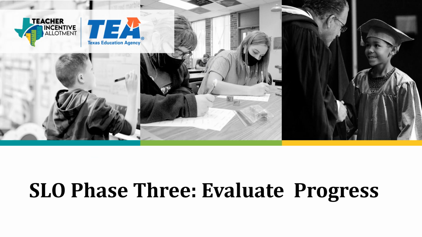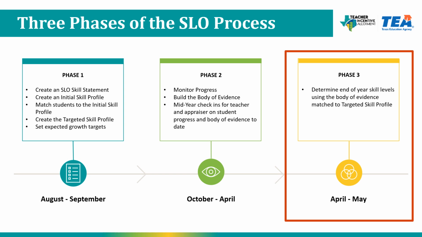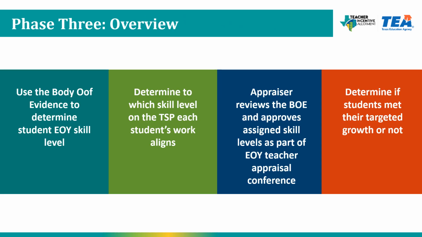This involves evaluating the process at the end of the year. By this point, you will have collected a substantial body of evidence. At the end of the year, you will have various pieces of evidence, such as written essays, free response essays, prompt responses, and analysis essays from your 8th graders. The next step is to evaluate this body of evidence to determine each student's skill level on the targeted skill profile. This evaluation helps you understand where each student stands in relation to the skill statement and their growth over the year. Use the body of evidence, or BOE, to determine each student's end of year, or EOY, skill level.